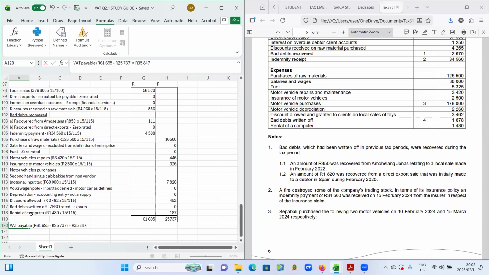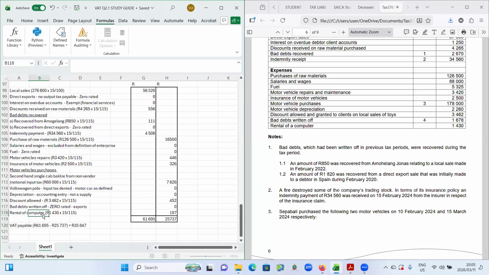No, if it is a motor car, input tax is denied. Remember, you look at what was rented. If you pay rent on a supply where input tax is denied, or where it is zero rated, or it is exempted, then you don't claim input tax. Oh, I see. Thanks so much. Same with the machinery. Yes, same with the machinery. Okay.